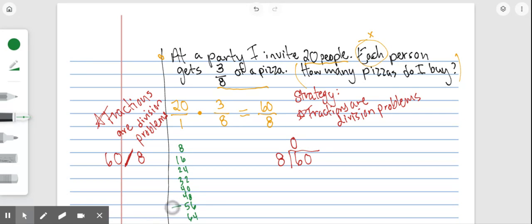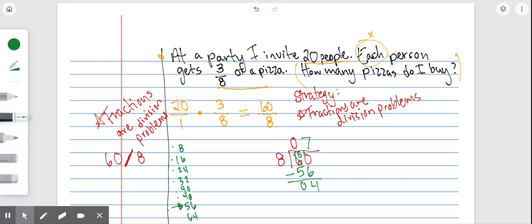So I want to use this number. How many times did I count 8 to get to 56? So I went 1, 2, 3, 4, 5, 6, 7. So I know that 8 times 7 equals 56. Okay, and remember we subtract from the bottom. So 0 minus 6 doesn't work, so I borrow. So this becomes 50, and this becomes 50 with a 10 in the ones column. So 10 minus 6 is 4. 5 minus 5 is 0.